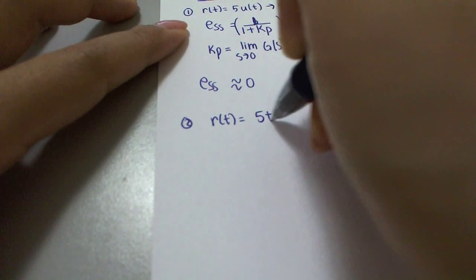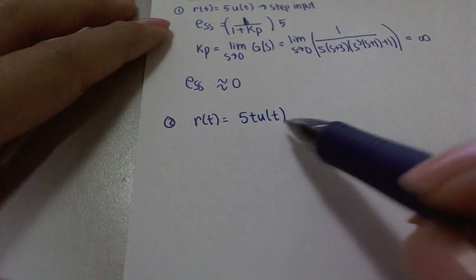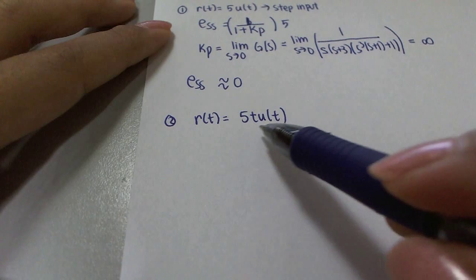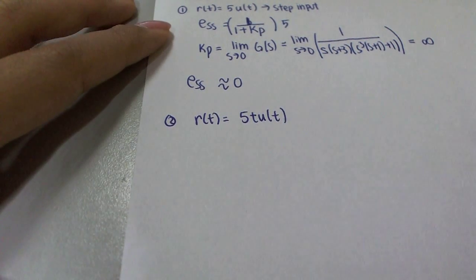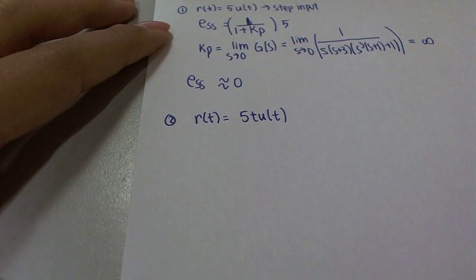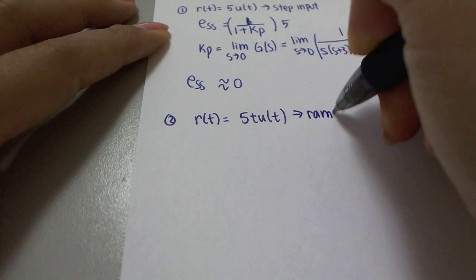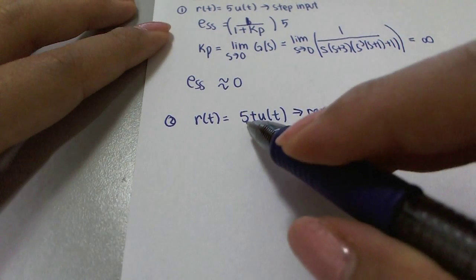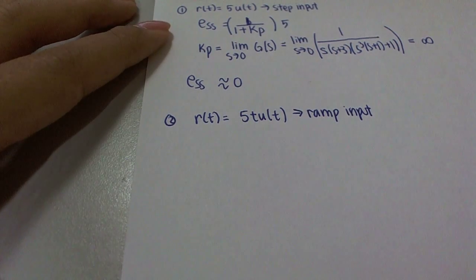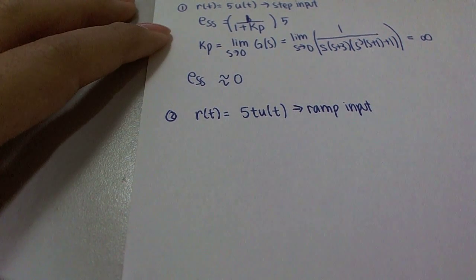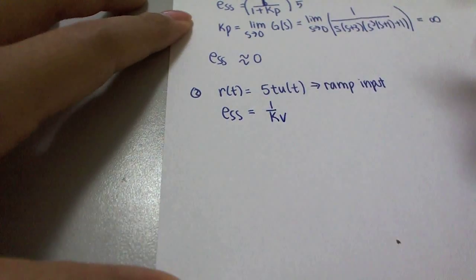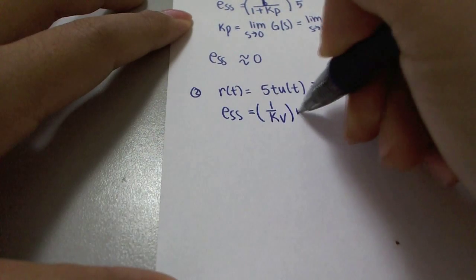And then for the second type of input, we have R(t) equals 5t multiplied by u(t). A multiplication with t in the time domain corresponds to a ramp input in the Laplace domain. So basically this is 5 times a ramp input to the system. And for a type 1 system, given a ramp input, the steady state error is equal to 1 over Kv. And since we have 5 over here, we can just multiply the error by 5.